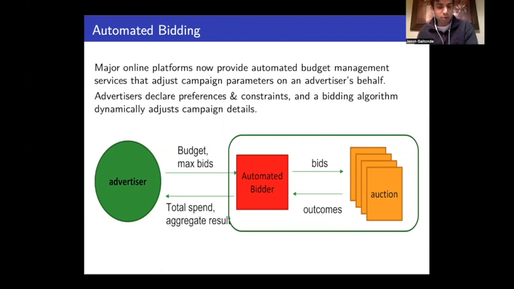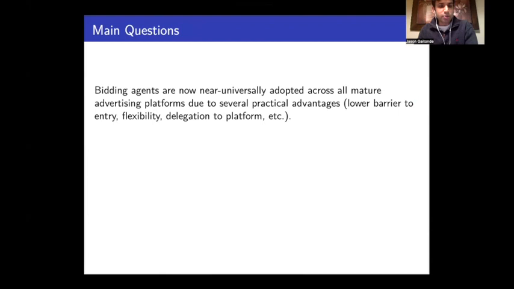Then an auction will be run to see which advertisements are allocated. The automated bidder will see the outcomes of these auctions and use that input to update their campaign details, so they'll change their bidding strategy. At the end of the campaign, the advertiser will see the results of this automated bidder in terms of their total spend and the aggregate results. Because this is a very flexible scheme, and it lowers the barrier of entry for advertisers, these bidding agents are now near universally adopted across all mature advertising platforms.